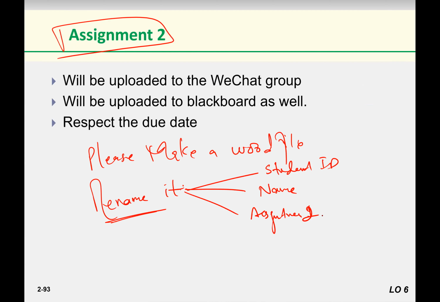For example, if I need to submit my assignment 2, I would take pictures, make a Word file, and rename that file accordingly. For example, my student ID, and then Jamal, and then I can write assignment 2. Those who have at least 2 subjects with me, they also add one thing. For example, this is the accounting assignment, so you can write the subject, accounting. If managerial accounting, then managerial accounting, or economics, then write economics. Okay, everything is clear?